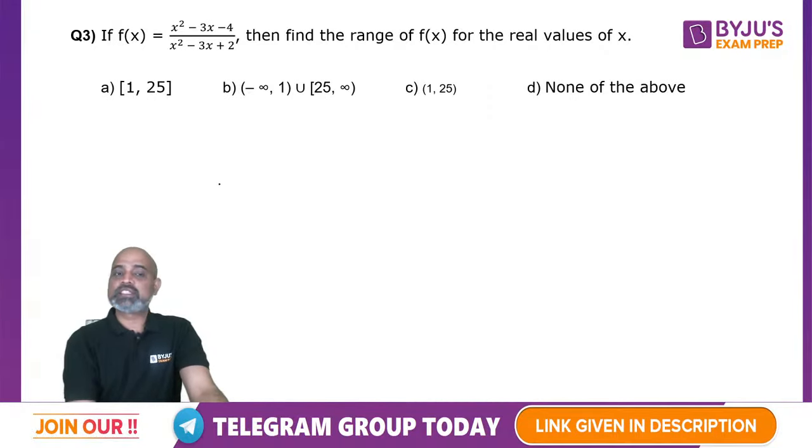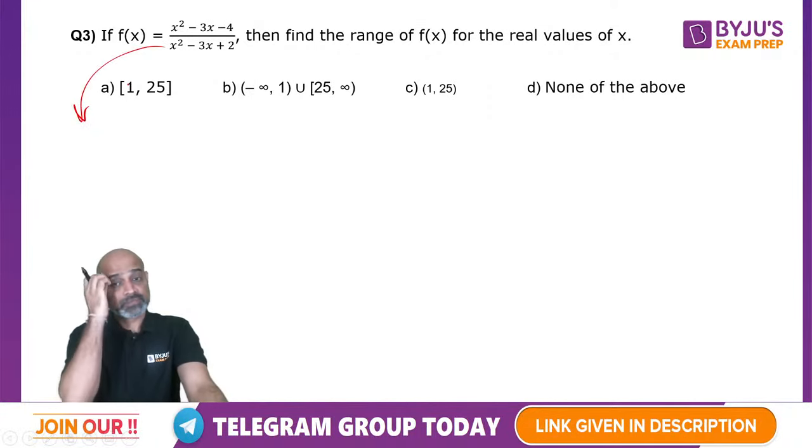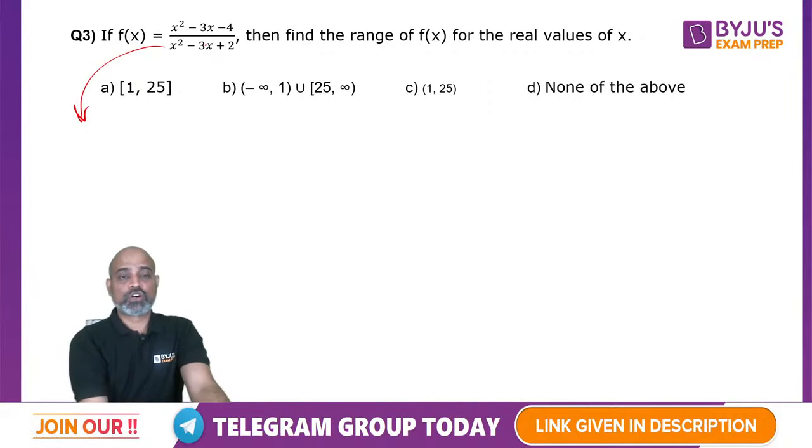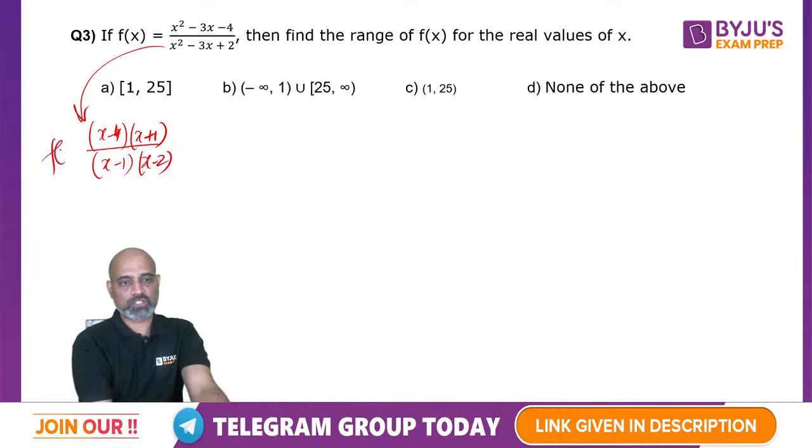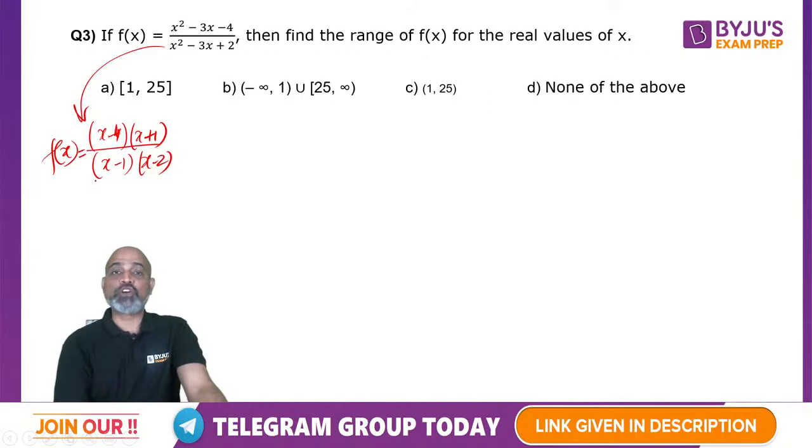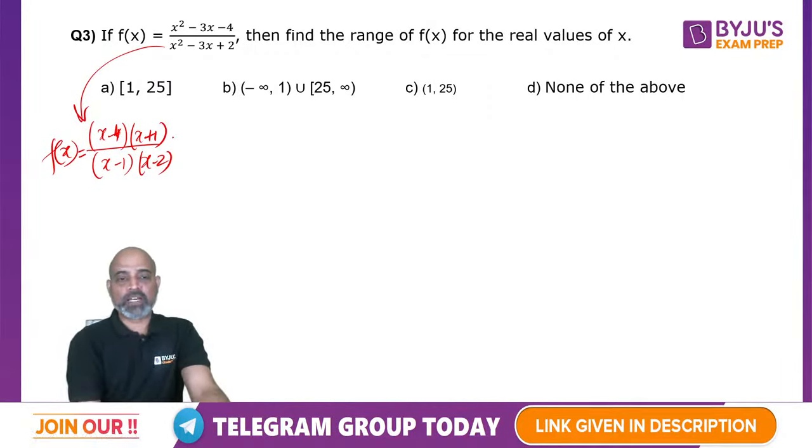So what we do in such questions is we factorize it. If you factorize it, the numerator can be written as x minus 4 into x plus 1, and the denominator can be written as x minus 1 into x minus 2. This is your f of x. Now, if you want to figure out the range of values of f of x, you multiply the numerator and denominator.